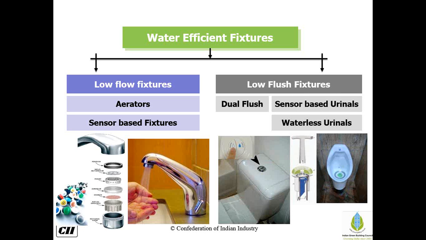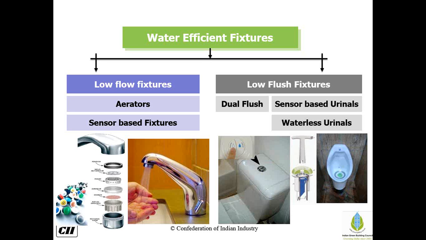Suppose there are existing schools where fixtures are already fixed and you can't do anything. In that case, the solution is aerators, which you are seeing on the left-hand side. There are aerators available from 15 rupees to even 3,000 or 5,000 rupees. You can just use these aerators, which can reduce the flow of the fixtures existing in your school. That's how you can reduce it.